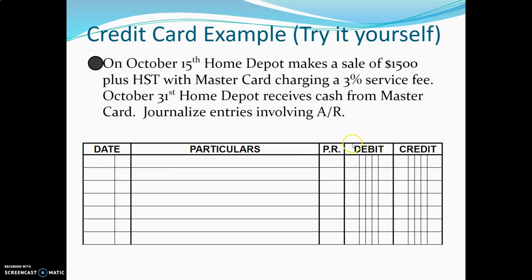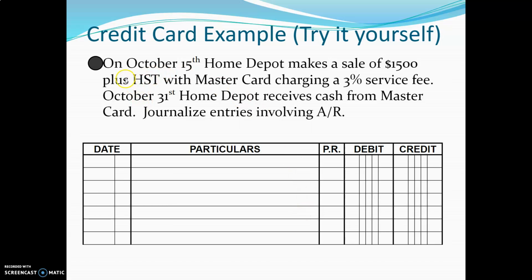So again, if you didn't get that, no problem. Let's give you guys a chance to see if you can do this one on your own. So pause the video, see if you can do this. It does get a little bit more tricky because I added in some HST here. But there's probably going to be some sort of interesting twist to this.